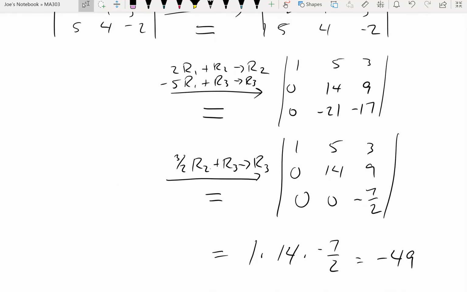I copied the problem out of the book and forgot a negative sign. That's why I didn't get the same answer as what the book was getting, but I changed the number. We should get -49. Again, nice thing is you can check your answers on the calculator because your calculator will do determinants too.